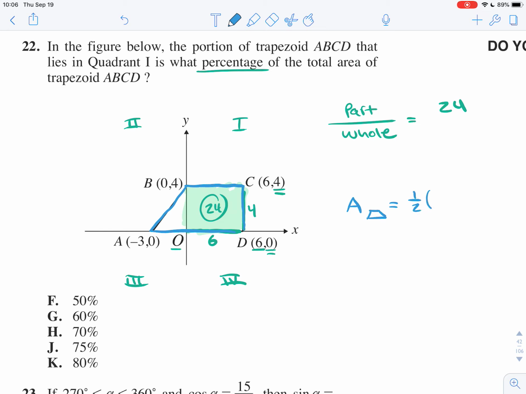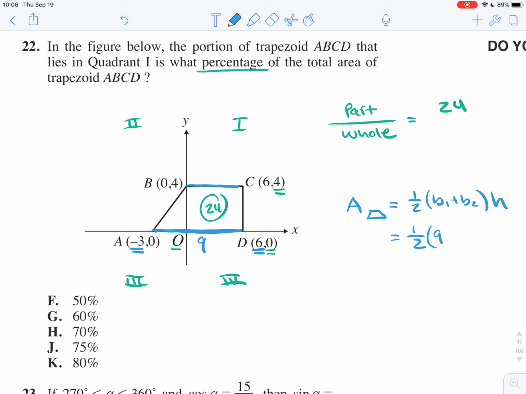That's 1/2 times base 1 plus base 2 times the height. So let's look here to find our base. If we're just doing the trapezoid now, our base is going to be this distance. So that's going to be from 6 to -3. That's a total of 9. So that's base 1. It doesn't matter the order of the bases that you use.